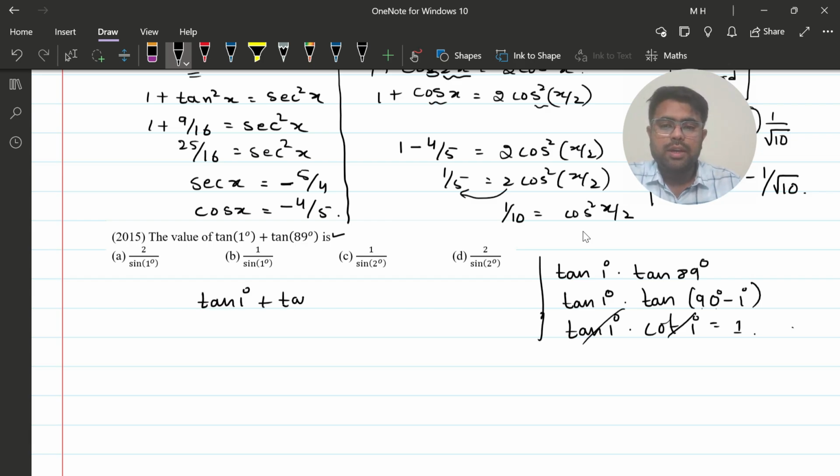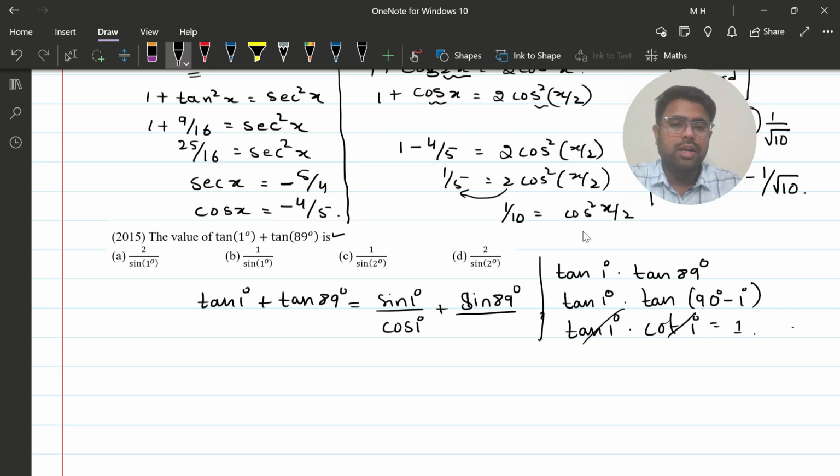plus tan 89, but they have not said what should be done, right? They have actually indirectly said what we have to do. If you look at the options, they are in terms of sine. So it is better that I convert tan into sine. How will you convert tan into sine? There is only one way, that is sine 1 degree by cos 1 degree, of course, plus sine 89 degrees divided by cosine 89 degrees, right?